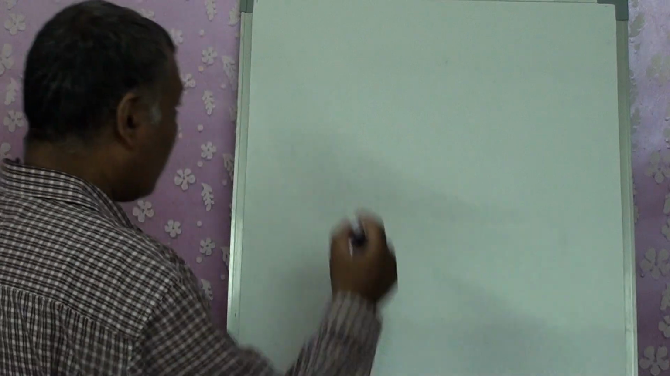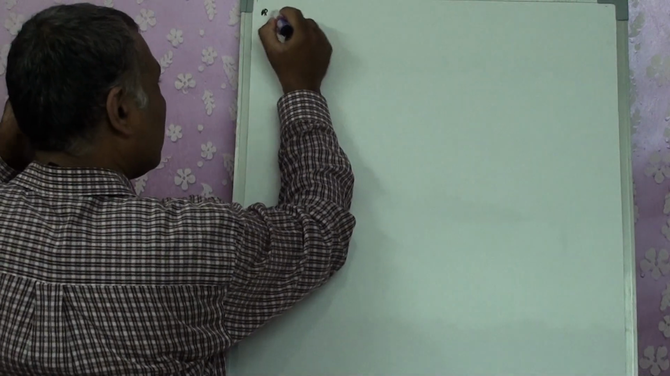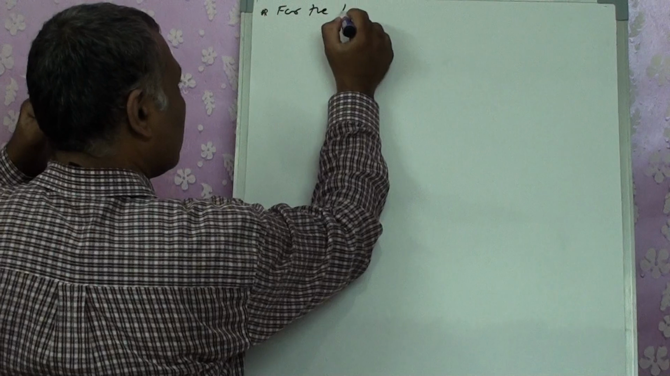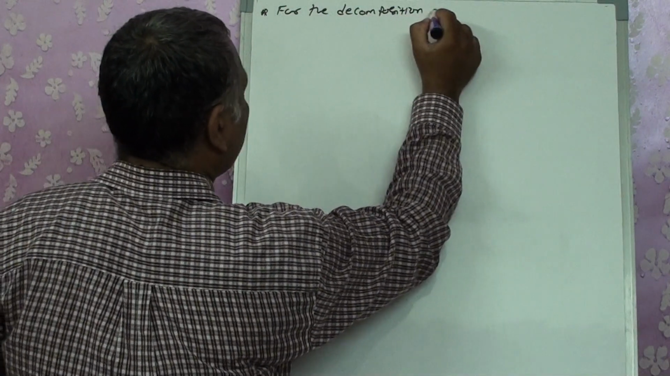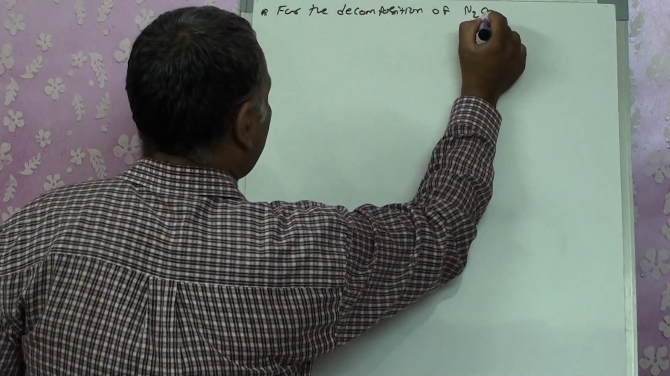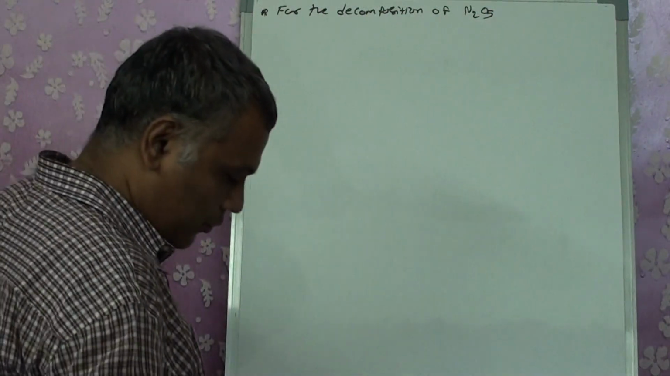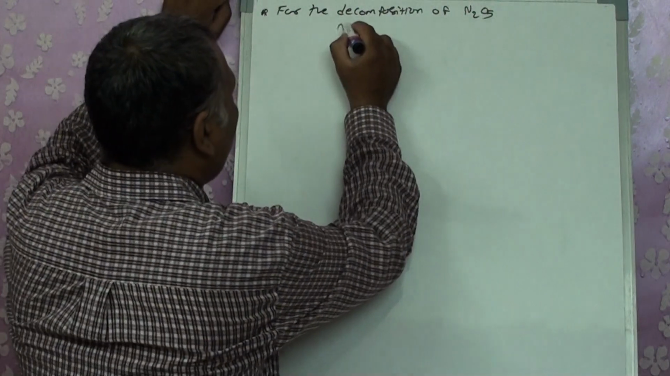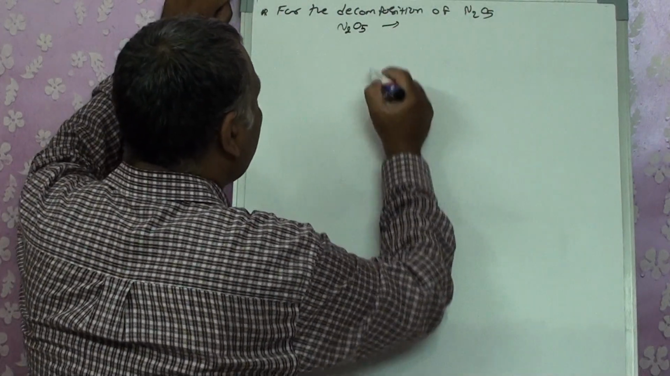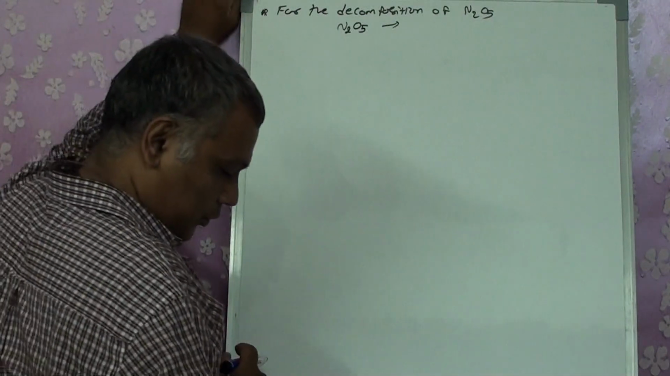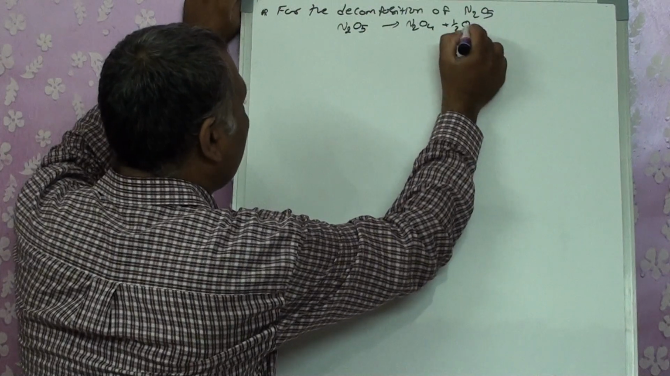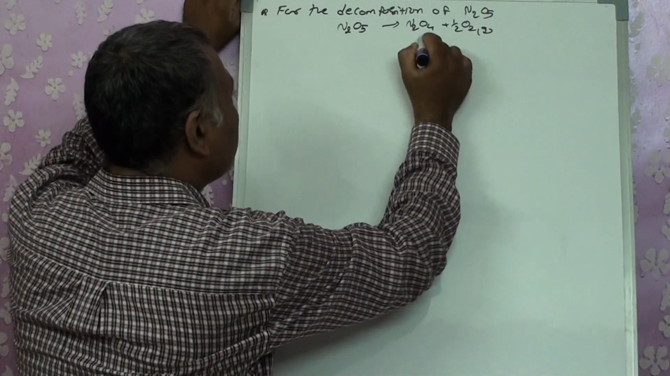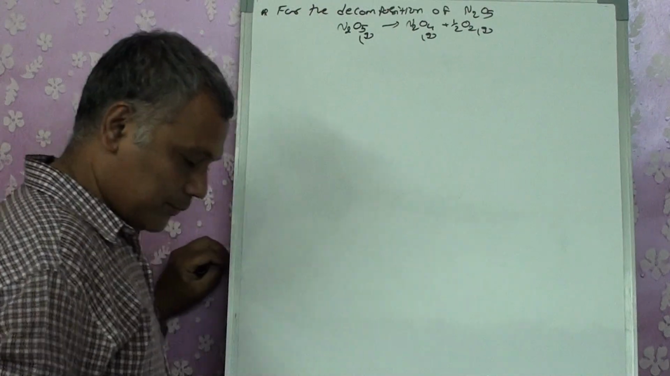This time it is given to us for the decomposition of N2O5. Decomposition of N2O5 is given to us in the form of N2O5 decomposes to N2O4 plus half O2. The decomposition reaction is given to us, right?